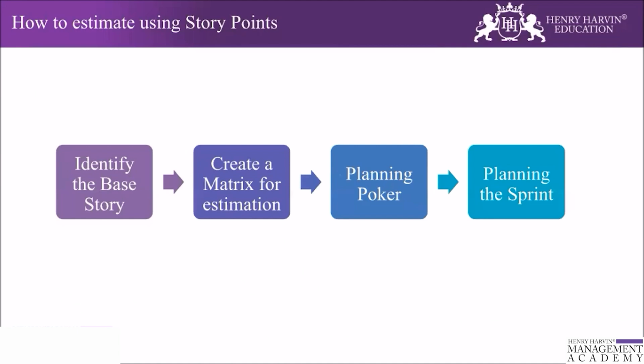Suppose, for example, a particular story is estimated by a guru, and he says that it is going to take 5 story points. The other team members should be in a position to understand why it is going to take 5 story points. They should be able to cross-question the developer about why it is going to take 5 story points.